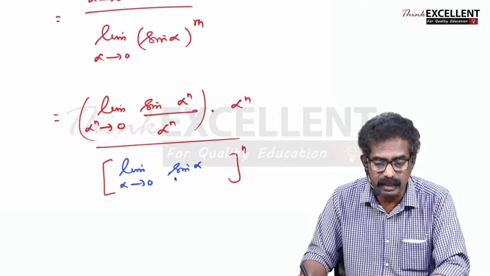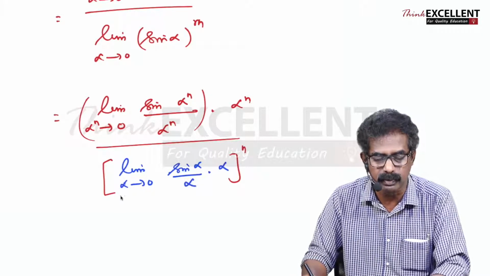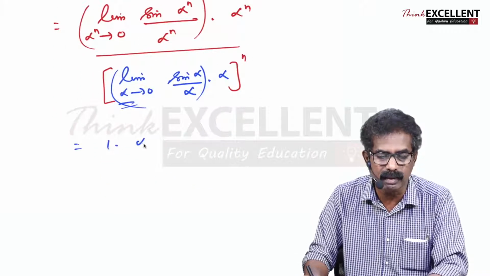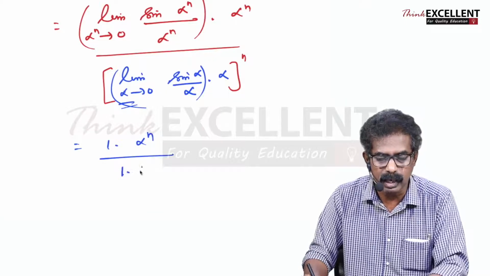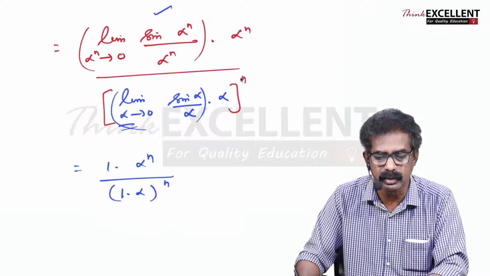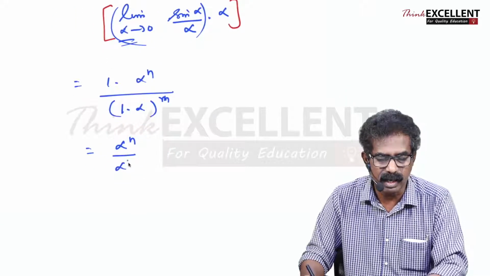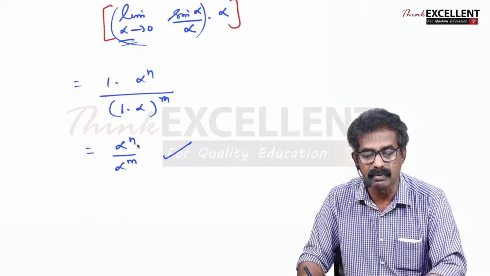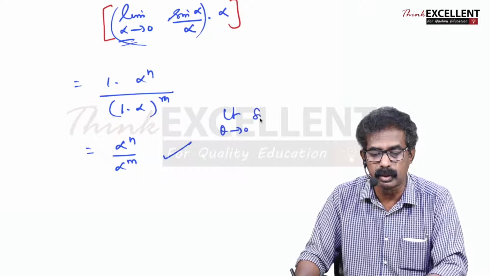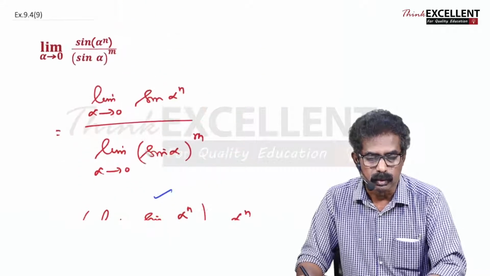Since I have sin alpha, I have to get the denominator also alpha. So divide by alpha, multiply by alpha. So here we have alpha only, so no problem. So this part is 1, here this part is 1. So you are getting 1 into alpha raised to n by 1 into alpha, the whole power m. So 1 into alpha is alpha, alpha raised to m. So this is your answer, alpha raised to n by alpha raised to m. Just we used one result, limit theta tends to 0, sin theta by theta is equal to 1. Okay, so you can go through that again.